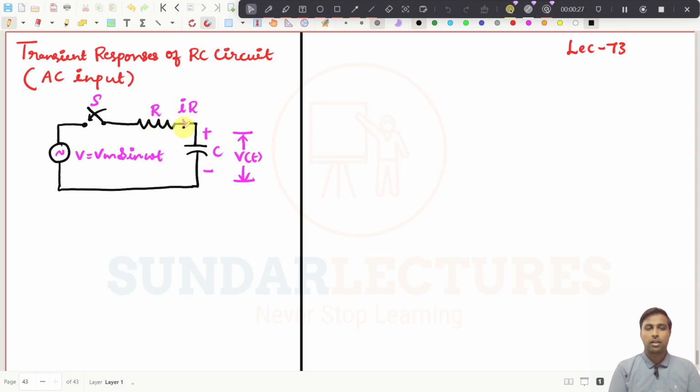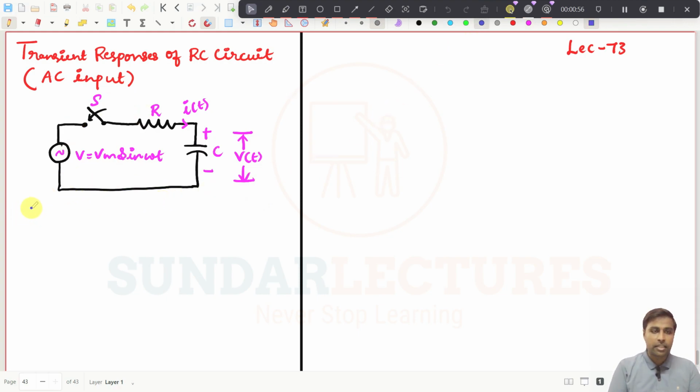So the current through this one, maybe I have written it as I into R, anyhow this is wrong. It is actually I, or you may write it as I of t. Now the voltage across the capacitor, I am just taking it to be V of t. Now we are going to write the KVL expression for this circuit.